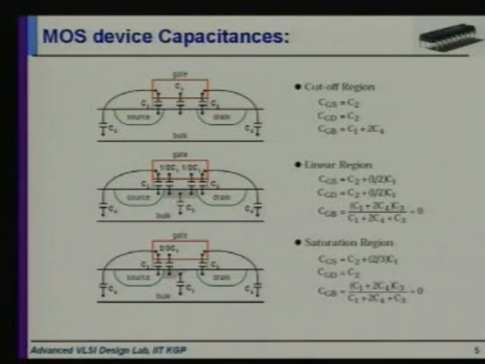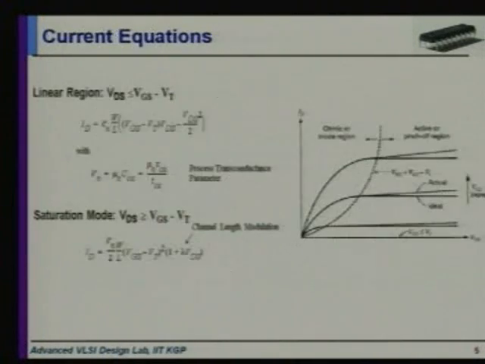Okay, and this you have to remember in your high frequency analysis of your amplifier. Now I want to again review the current equations for the MOS devices. There will be three main regions of MOS operation: the cutoff, linear region and the saturation region or saturation mode.